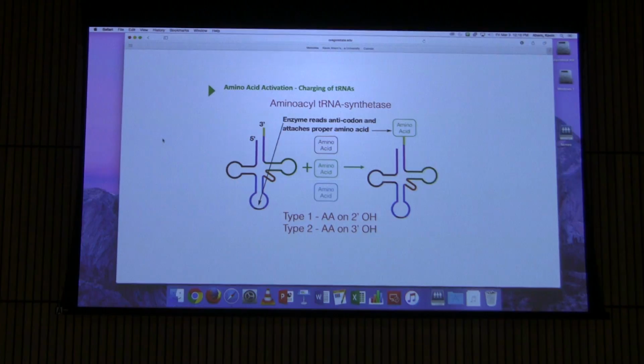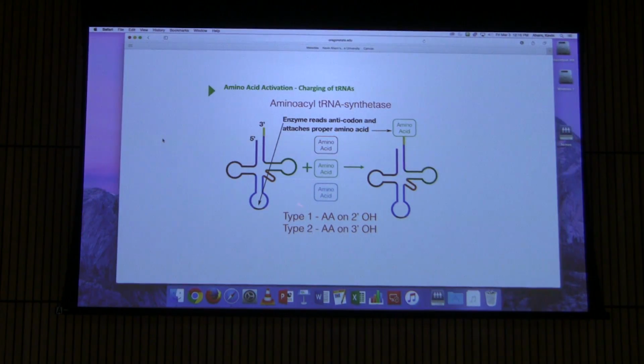So last time I mentioned to you briefly about the two different types of aminoacyl tRNA synthetases. The type 1 enzymes that put the amino acid onto the 2' position, and the type 2 enzymes that put the amino acid onto the 3' position.